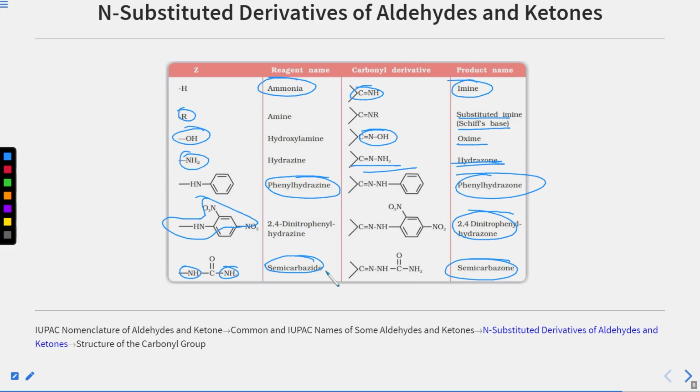What is the structure of the carbonyl group? This structure is very important to understand the mechanism of the reaction. So I will just give an introduction to it. In the next class, we will see how this increases the reactivity. Okay, so let us start.